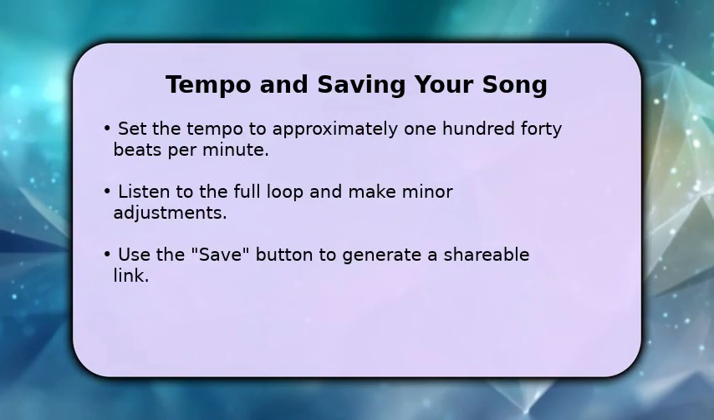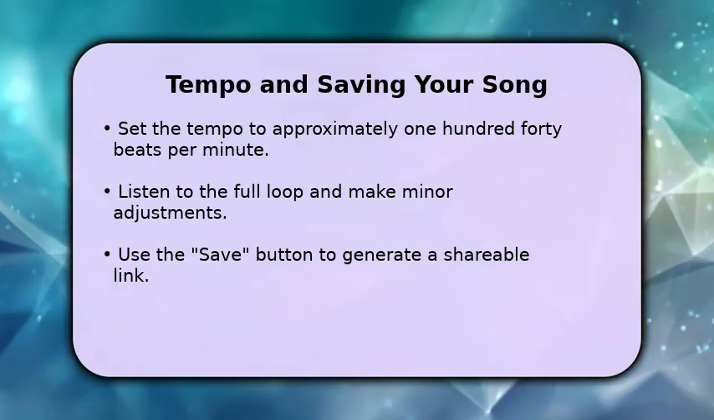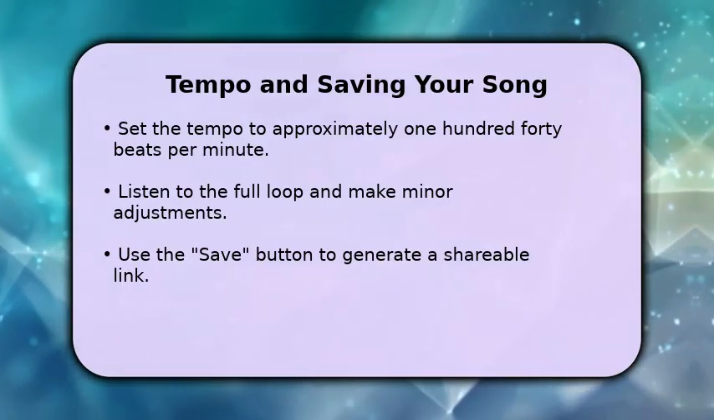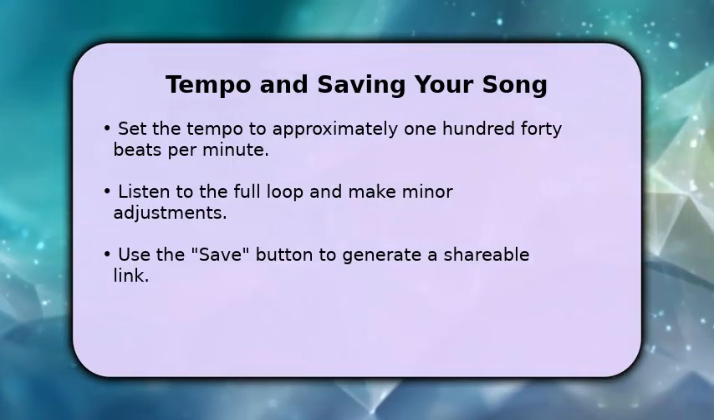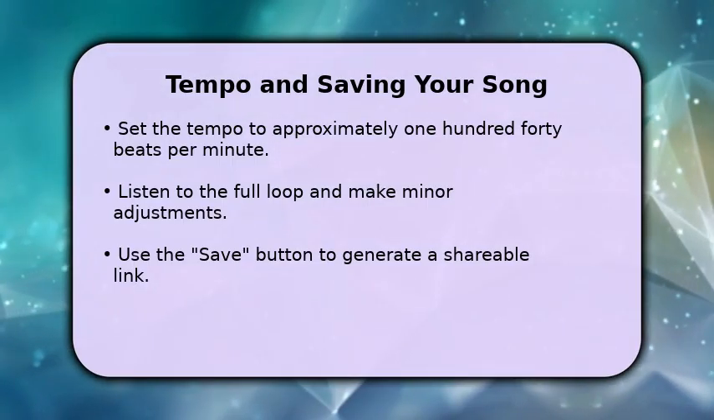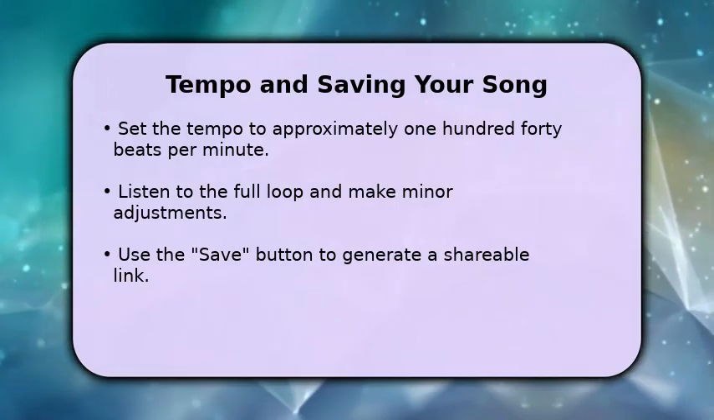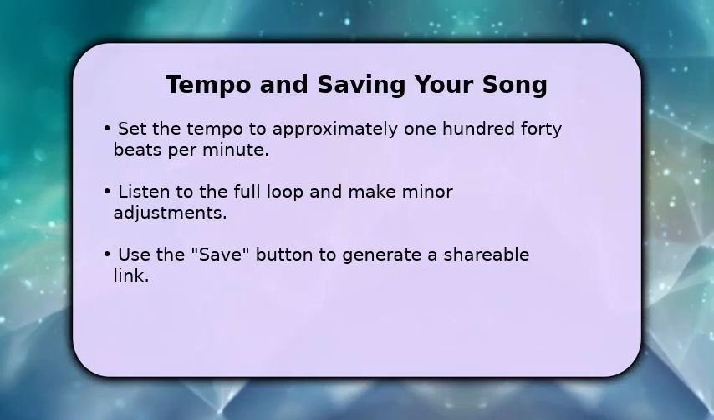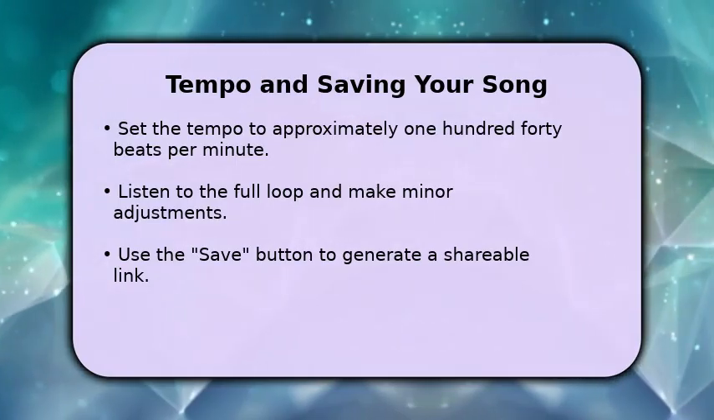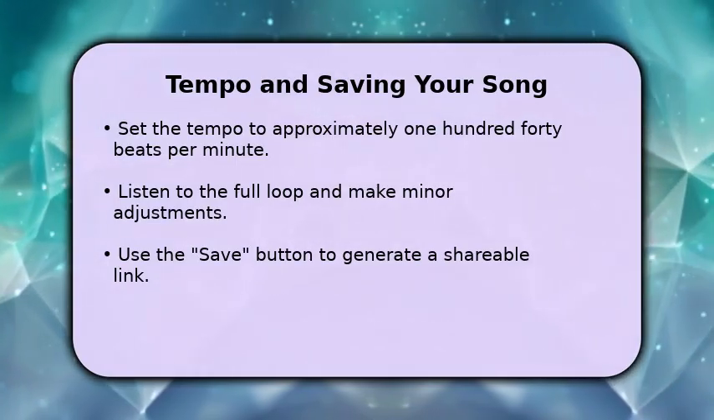Finally, let's refine the tempo and save your masterpiece. Adjust the tempo slider to approximately 140 beats per minute for the song's characteristic feel. Listen to the full 4-bar loop and make any minor adjustments to note placement or timing. Once satisfied, click the Save button to generate a unique, shareable link. You can then share your creation with friends or on social media.